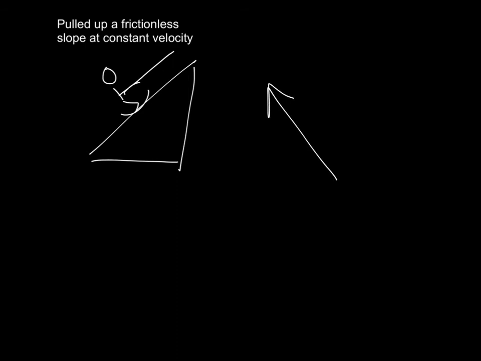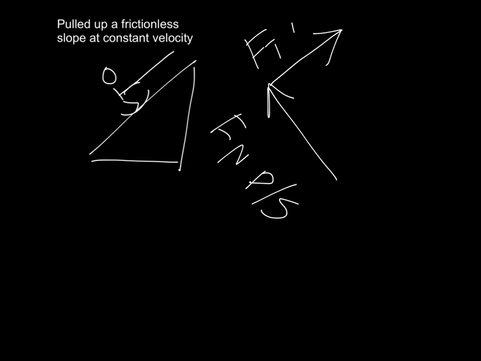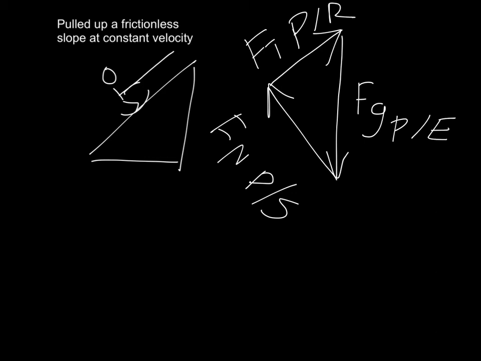Normal force on the person from the slope, tension on the person from the rope. That's a P there. And then straight down, gravitational force on the person from the earth. Pretty simple.